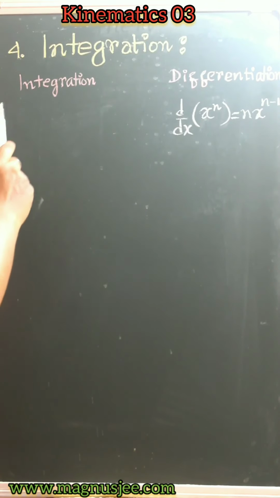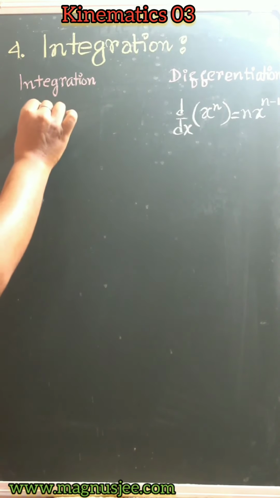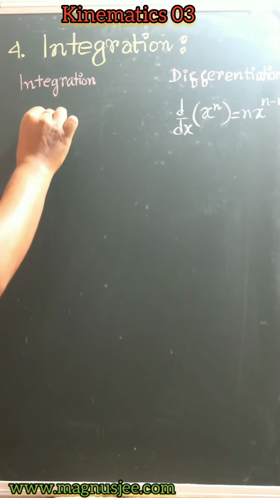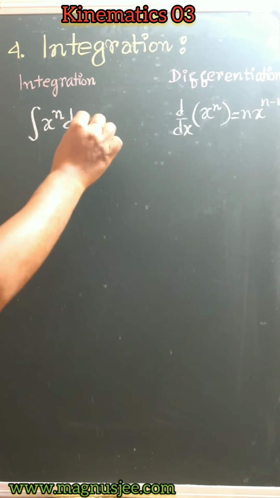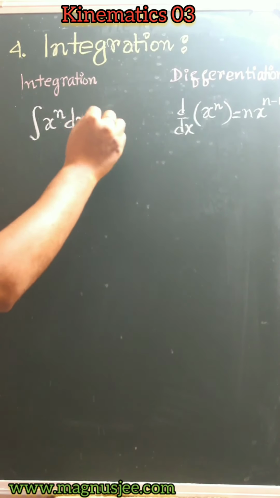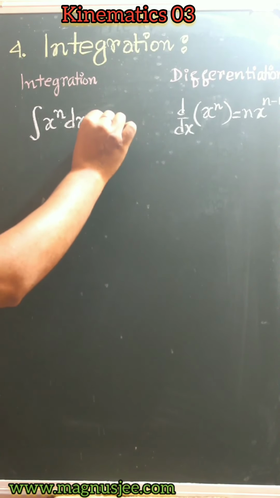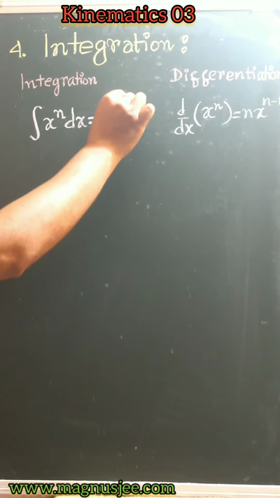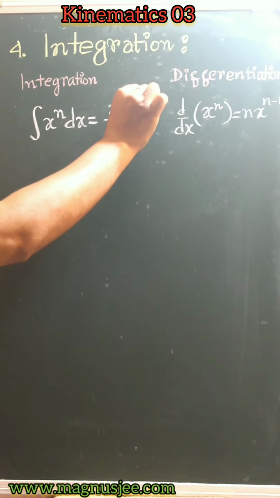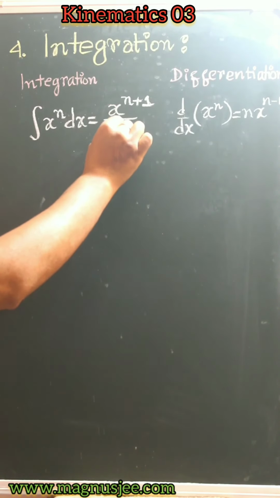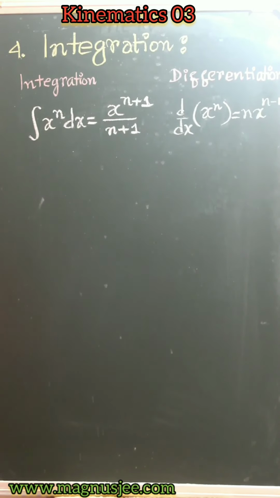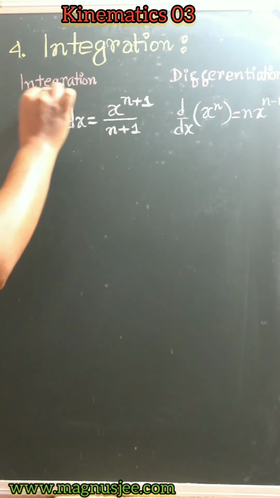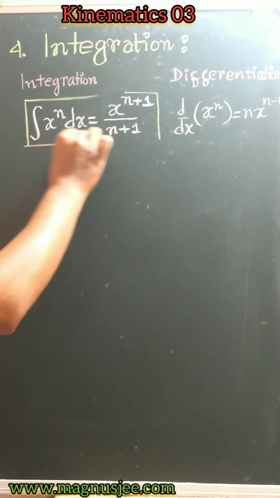Integration. First of all, we can compare integration and differentiation. Integration of x to the power n dx equals x to the power n plus 1 divided by n plus 1. In this case, power increases by 1. This is the formula of integration.